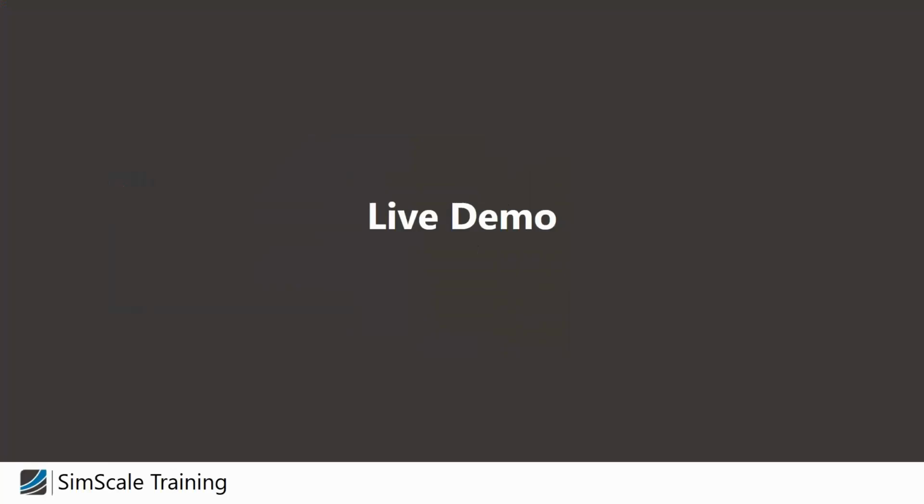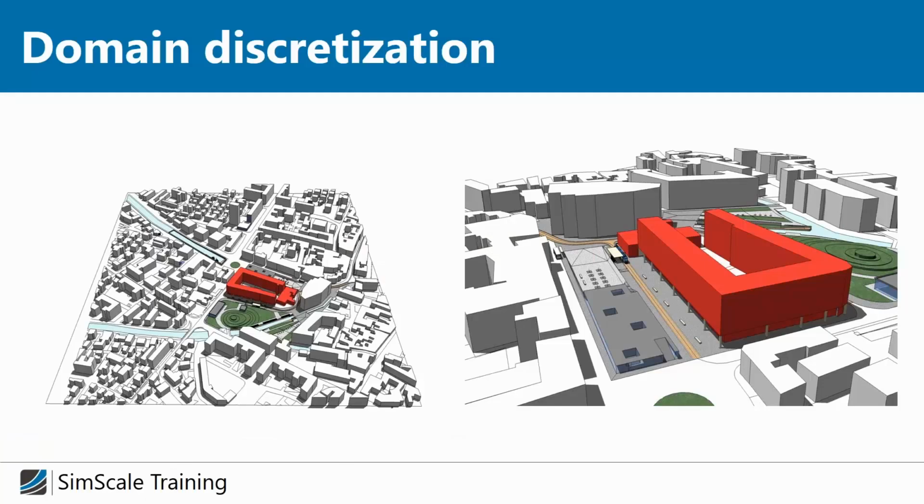And now let's just take a look. So first of all, here you can see the rendered model, and in red you can see the train station which we want to investigate. And you can imagine, since a lot of people are coming out and in, here the wind comfort, especially the pedestrian wind comfort, is very important.